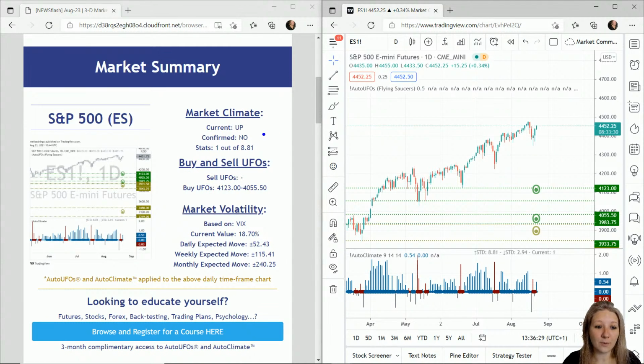Now, looking at the US stock market, we have an unconfirmed climate. We have a very thin dot there. Slightly hard to see, but it is a thin dot. That tells us there's not enough probability either way, and therefore we don't want to do anything. No point trading if we don't have probabilities at least one way or the other.